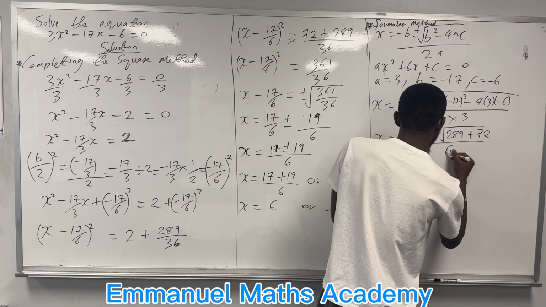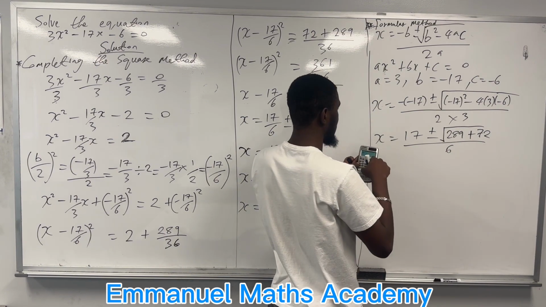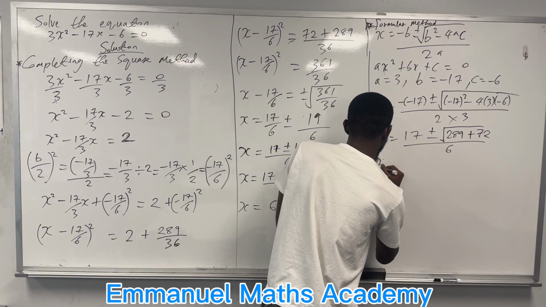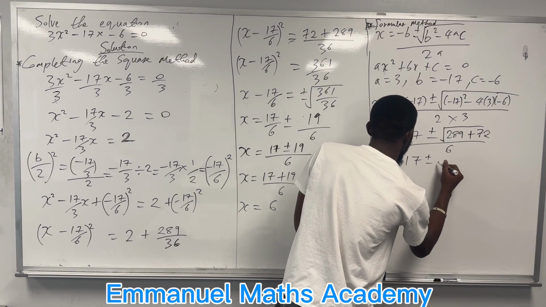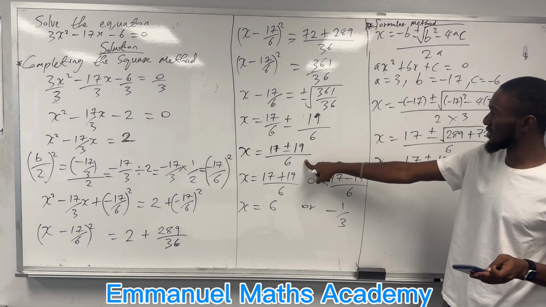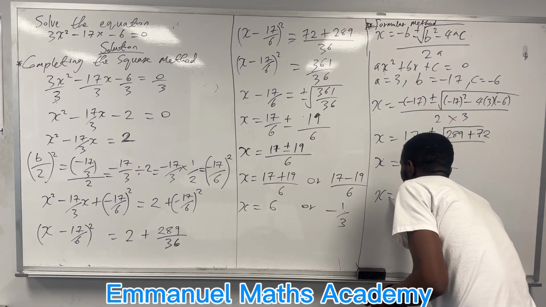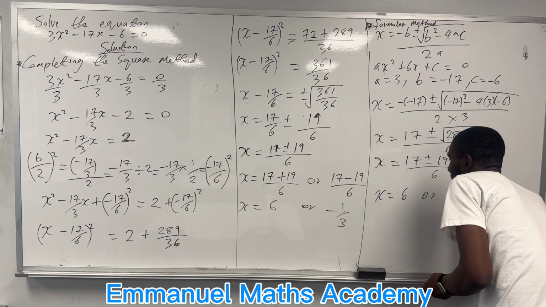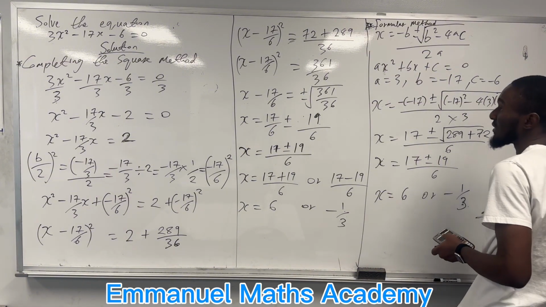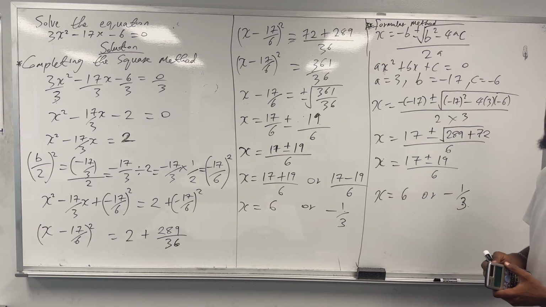Hence, from here you have 361. The square root of 361 will give you 19. So 17 plus or minus 19 over 6. You can see that we just arrived at this point. Hence, with this also, x is equal to 6 or minus 1 over 3. If you decide to use any other method, you still get the same thing. As simple as that.